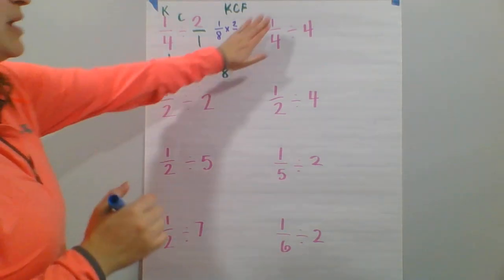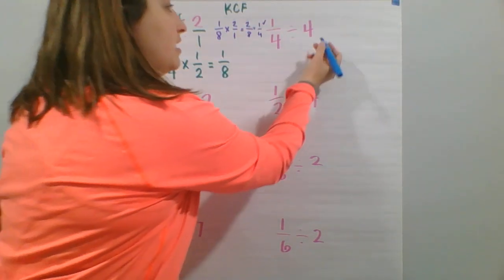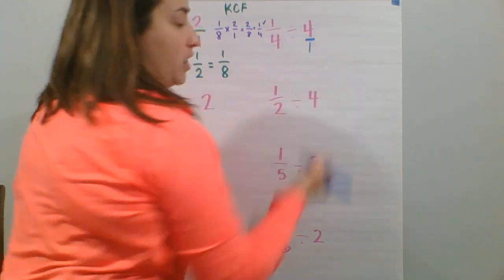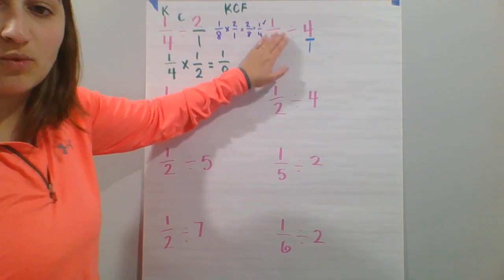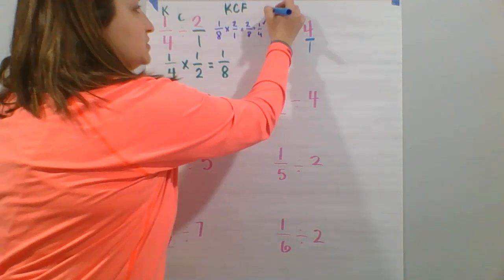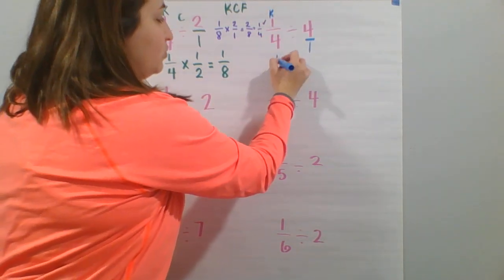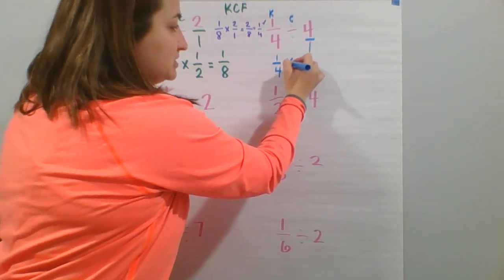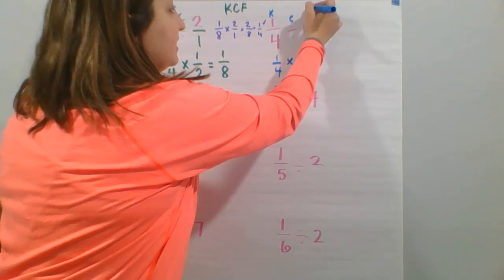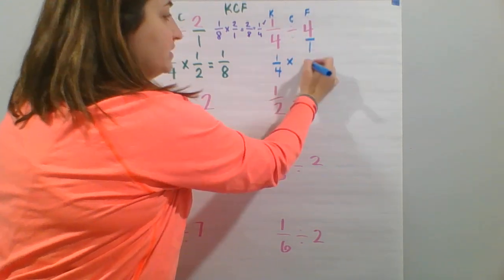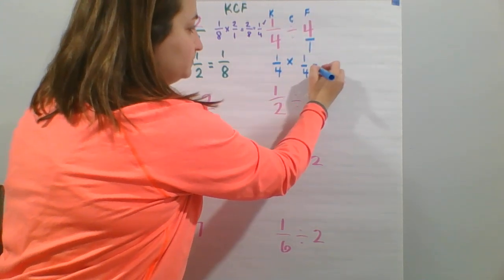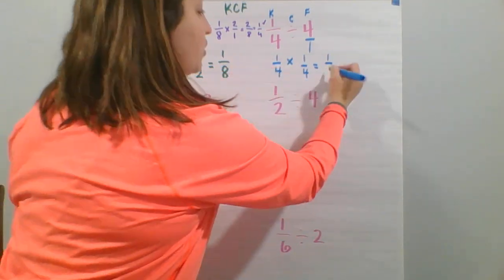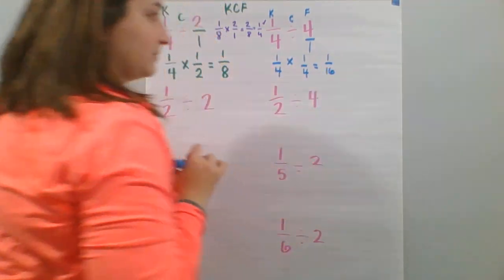So going on to the next one, I have 1/4 divided by 4. I'm going to divide 1/4 by 4/1, making sure that my whole number has a 1 underneath it. Using my keep, change, flip strategy, 1/4 is going to stay the same. I'm going to change my division to become multiplication, and then I'm going to flip 4/1 to become 1/4. 1 times 1 is 1. 4 times 4 is 16.